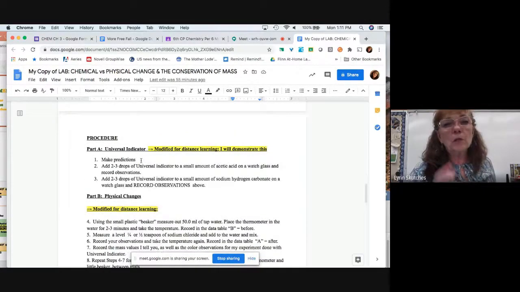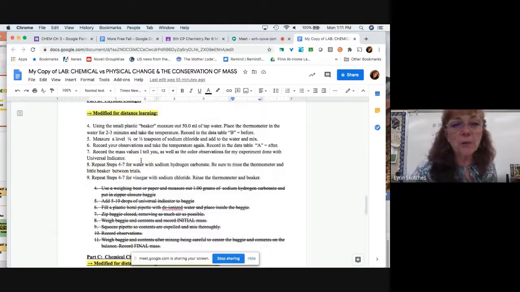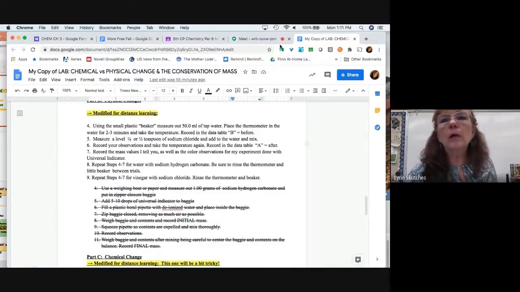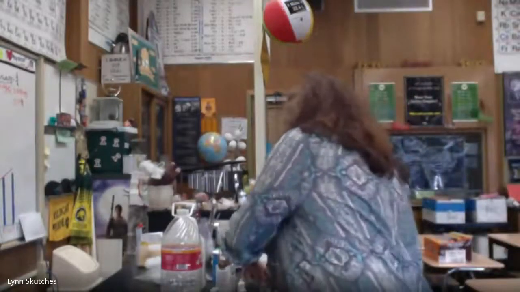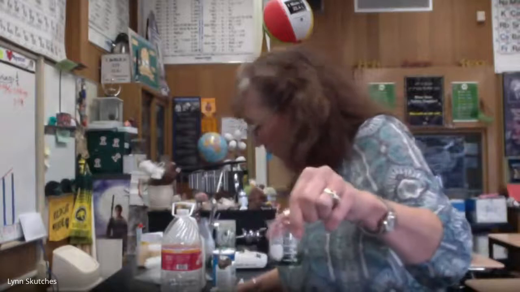Okay. So the first thing I'm just going to show you is this part A. I'm going to show you what colors they turn, and then I'll explain what you're going to do in part B. Let me get this. This is universal indicator. It has a whole bunch of different pigments in it that change color based on whether something's acidic or basic. Alkaline is another term for being basic. And this particular substance is green when it's neutral. So the green color, this is pure water, distilled water. The green color tells me the pH is 7.